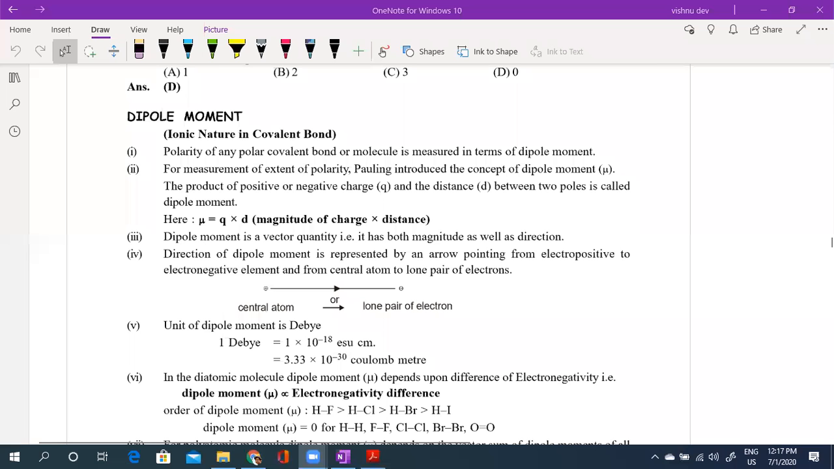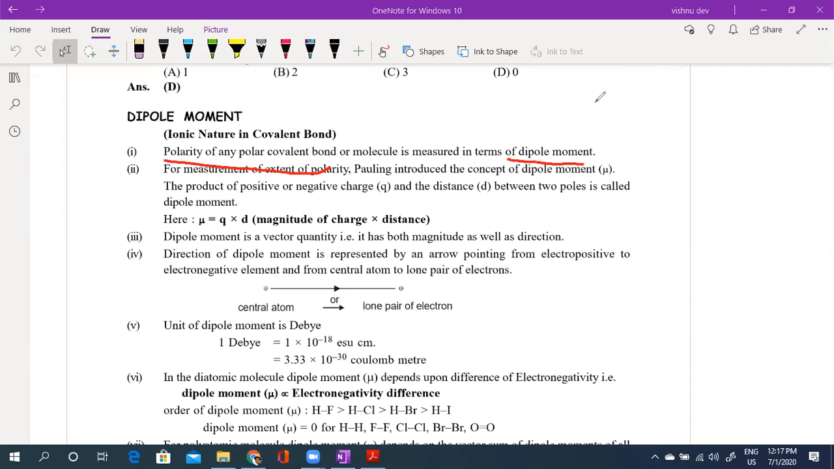So when we talk about dipole moment, it is the physical parameter which lets us know about the polarity of a molecule. A polar covalent molecule is a covalent molecule which can have polarity because of difference in electronegativity between the two atoms. So the polarity of a polar compound is measured by a term called dipole moment. As simple as that.